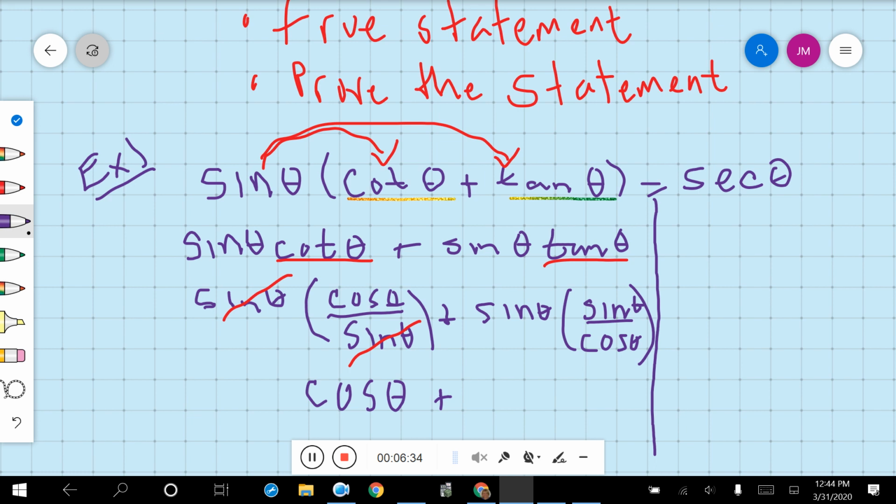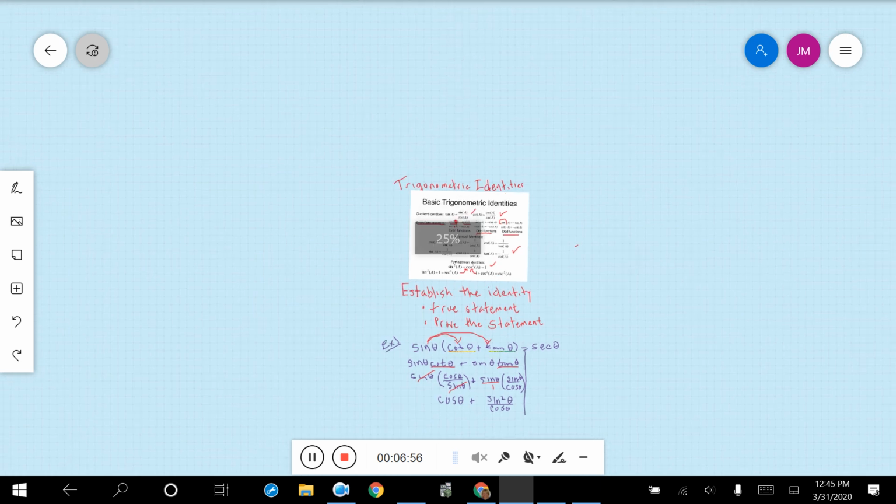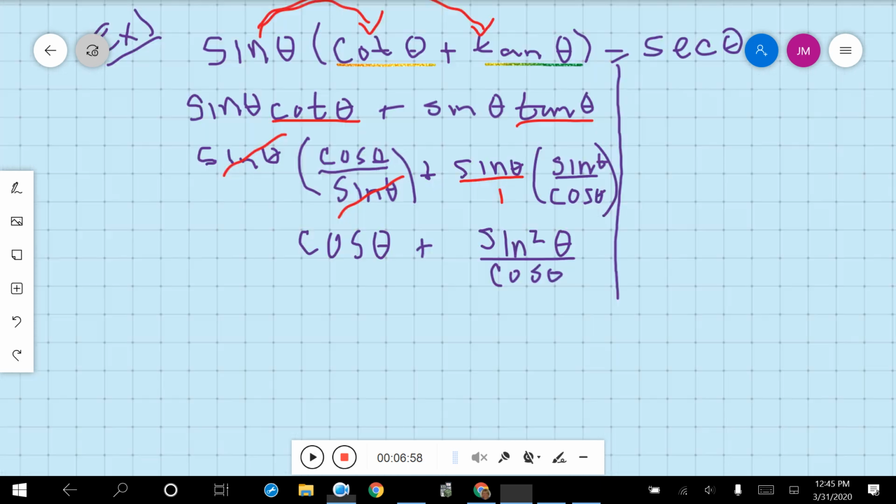Here, the sines don't cancel, so you're multiplying fractions. If you think of this as being over 1, what you would have is sine squared theta over cosine theta. So now you're still not quite to your goal of making this equal to secant theta.